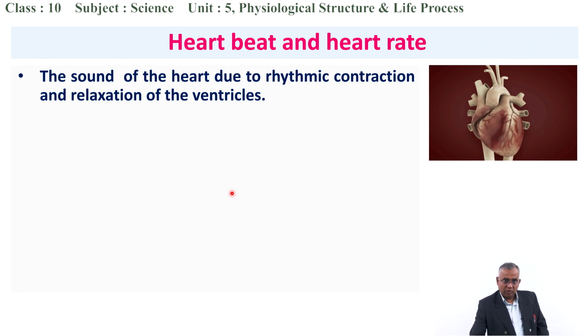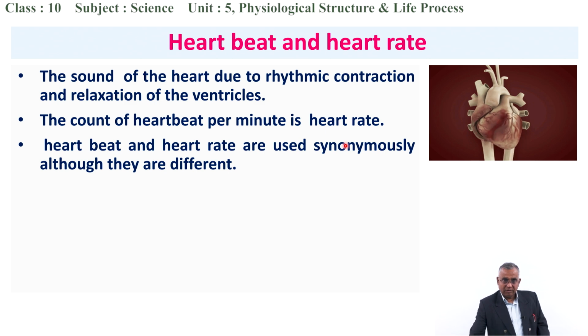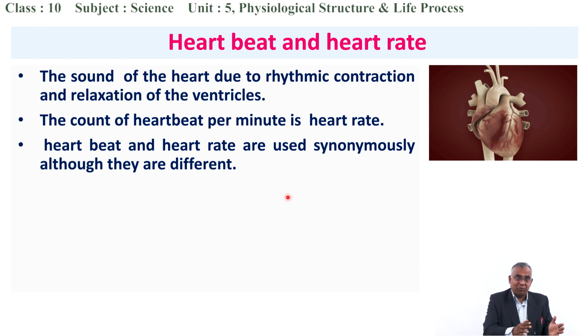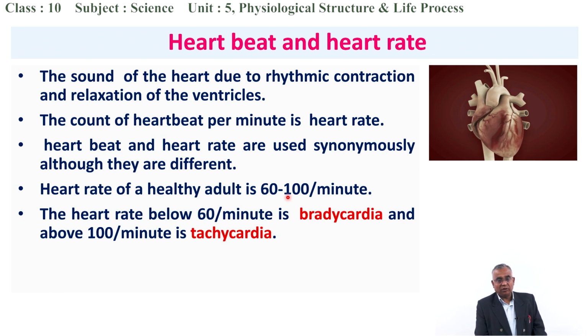So, I have already explained the sound. The count of heartbeats per minute is called what? Heart rate. Remember. Here heartbeat and heart rate are not the same. Heartbeat is just the sound produced by the contraction and relaxation of the heart. But heart rate is the number of counts of the sound produced in the heart by its contraction and relaxation. And its average value is 60 to 100 per minute.